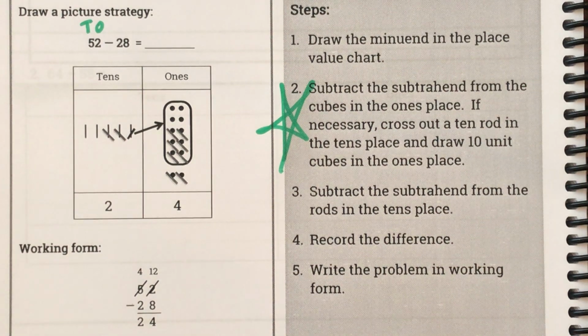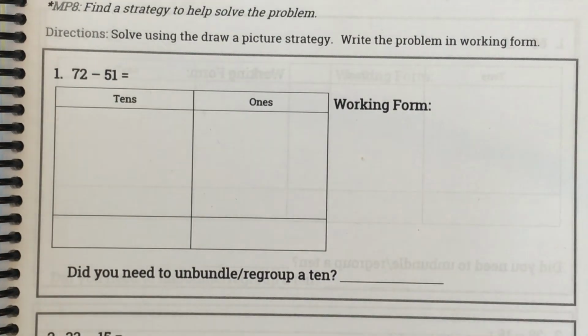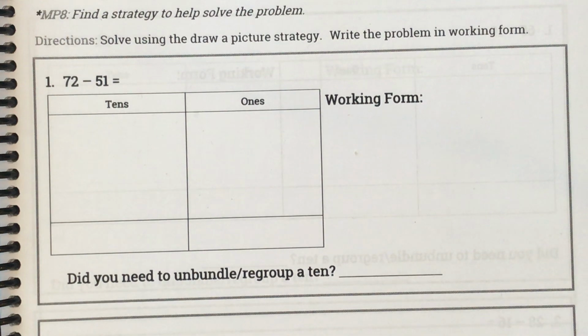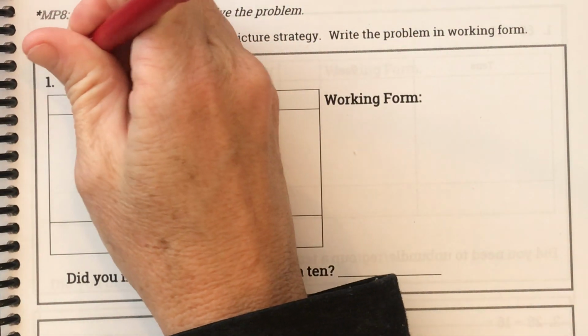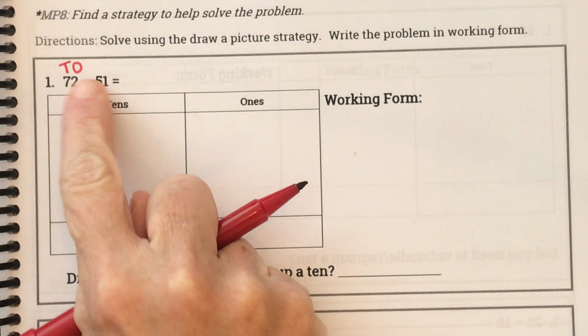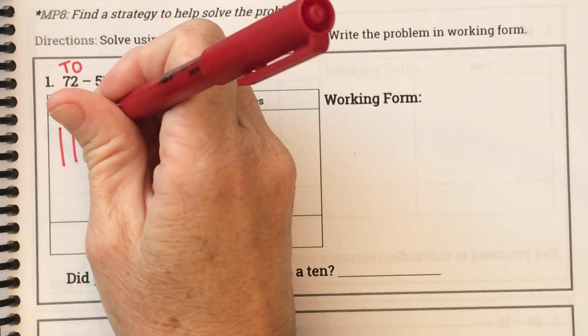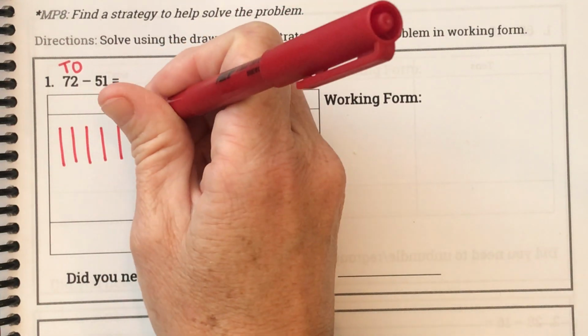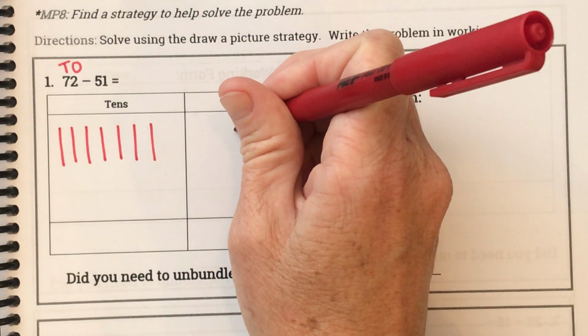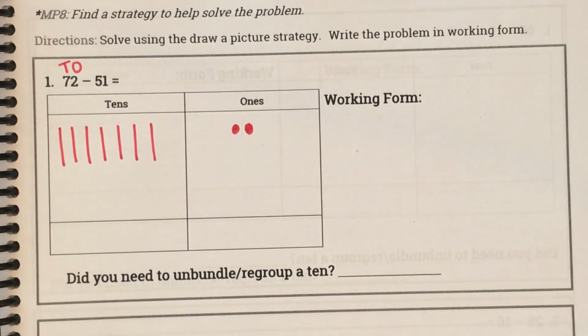Okay, so I'm going to show you what this looks like to start with. Here is my first problem. My problem says 72 subtract 51. So my minuend is 72. And that 72 means I have 7 tens and 2 ones. So I'm going to draw my minuend. So I have 1, 2, 3, 4, 5, 6, 7 tens and 2 ones.